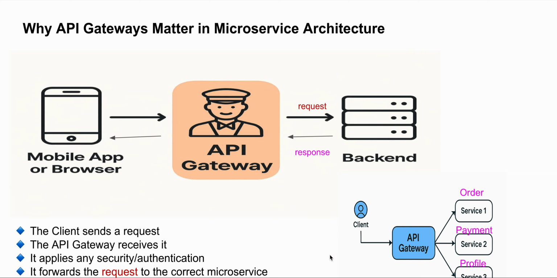For example, let's say you are using a web browser and you are placing an order. The order request will go to the API gateway and the API gateway will identify, okay, I need to forward this request to the order service. So it will forward that request to the correct microservice, then return the response back to the client through the API gateway. This is how the API gateway works.